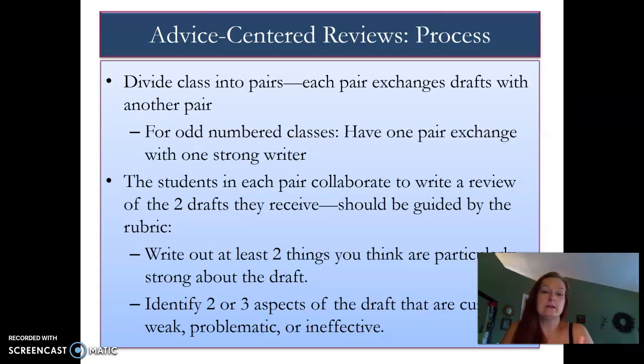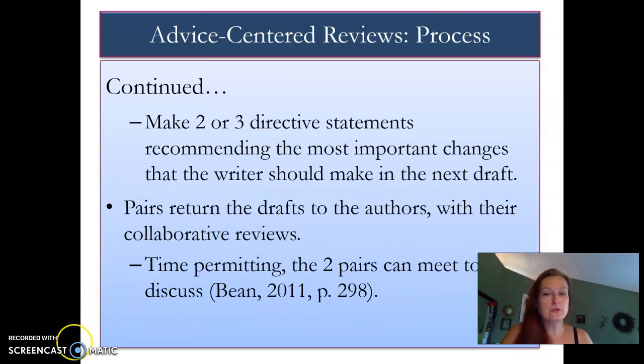So write out at least 2 things you think are particularly strong about this draft, or identify 2 or 3 aspects of this draft that are currently weak, problematic, or ineffective. So those are just examples of stuff you can put on that rubric. Make 2 or 3 directive statements recommending the most important changes that the writer should make in the next draft, because here we actually are giving advice. So I think you need to do this, this, and this.